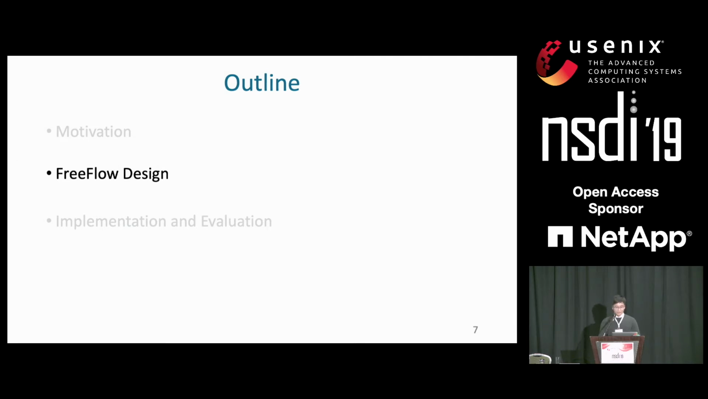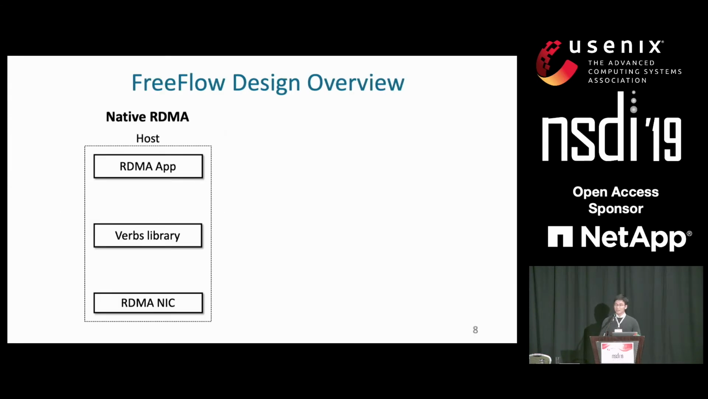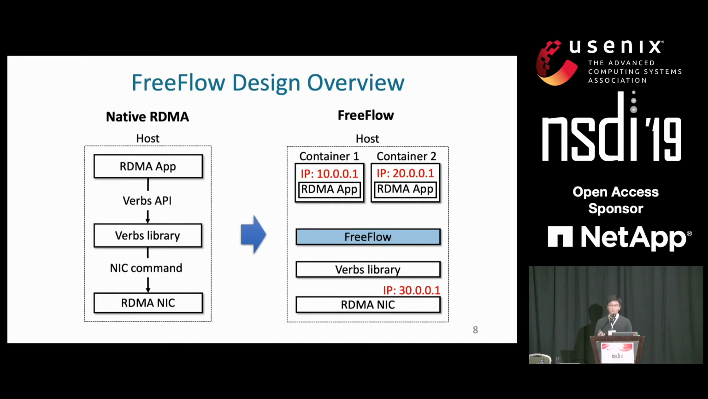Now, let me explain the key ideas in the design of FreeFlow. In a native RDMA case, an RDMA application directly talks to the RDMA NIC via the Verbs library, which translates the user space Verbs RDMA commands into NIC commands. In FreeFlow, we introduced a software layer that virtualizes RDMA networking for containers. At a high level, the FreeFlow layer gets Verbs calls from the app and processes them by interacting with the RDMA NIC on behalf of the app. Since FreeFlow allows the containers to run their own network namespace, it supports isolation and portability.